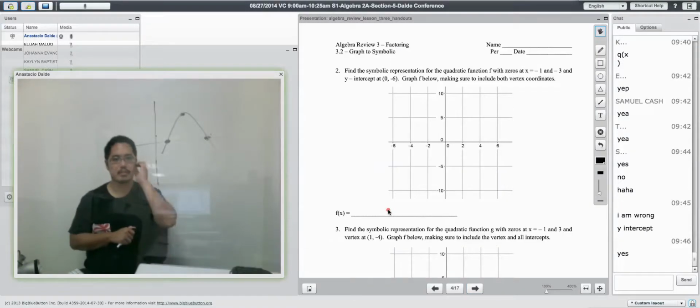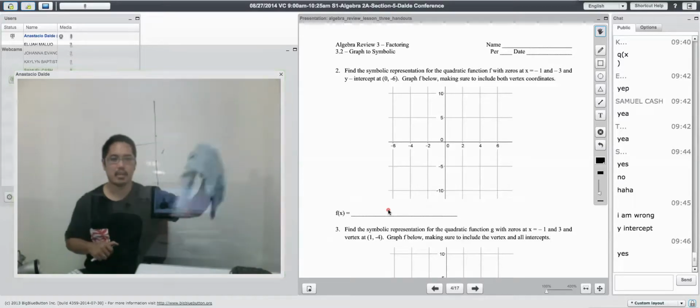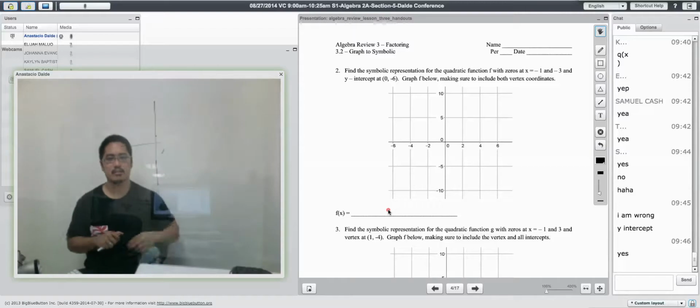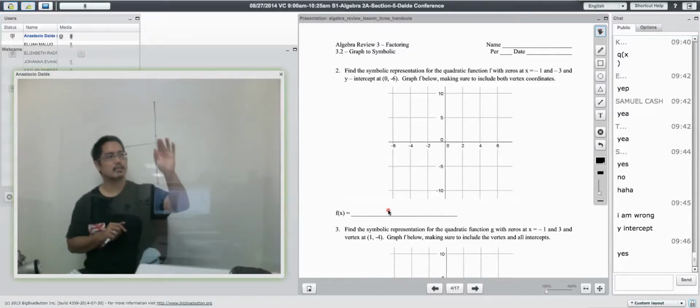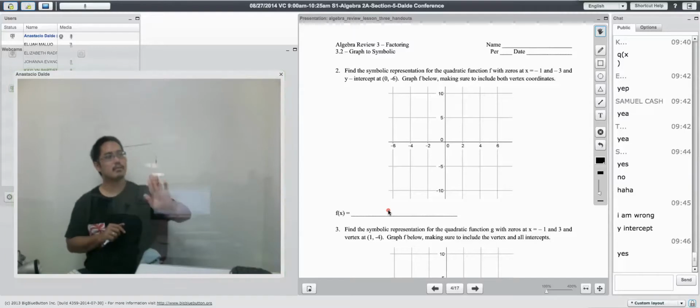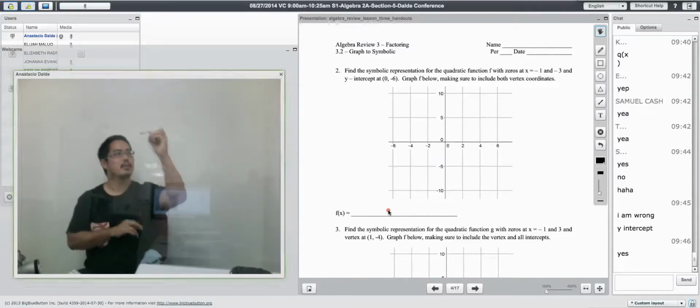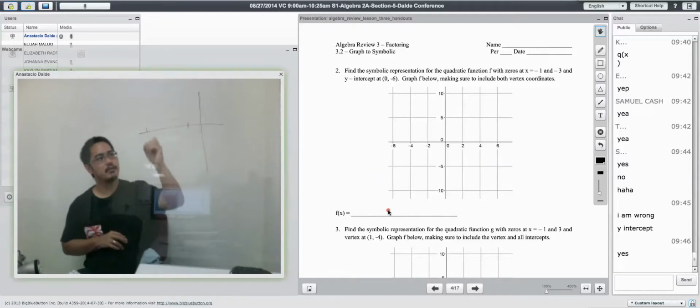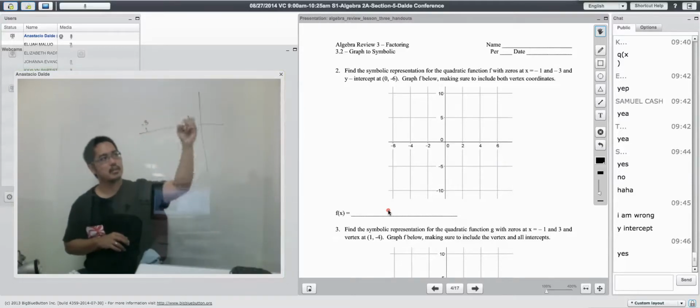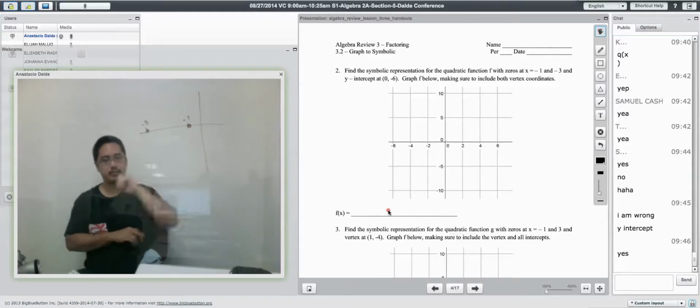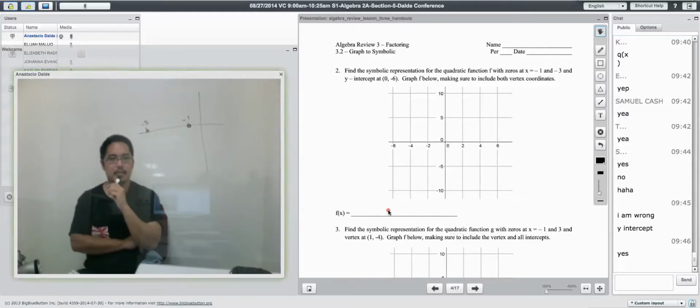All right, let's try this one. Find the symbolic representation of a quadratic function with zeros at -3 and -1, and it has a y-intercept of -6. Okay, all right. So here's what we're going to do. We're going to graph this thing. -1, -3. Boom and boom. Got it? And its y-intercept is 0, -6, so somewhere down here. Got it?